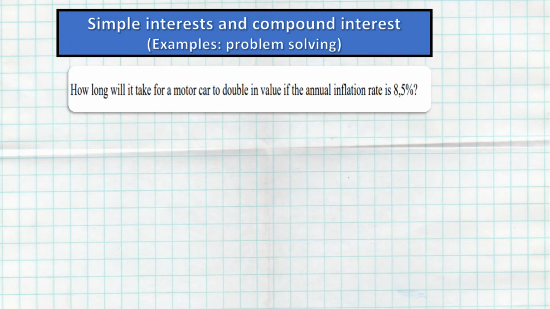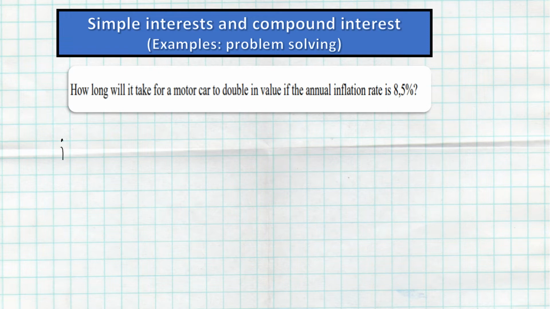Okay, we are still on simple and compound interest, and I just want us to focus on this different interesting example. They're saying, how long will it take for a motor car to double in value if the annual inflation rate is 8.5%?